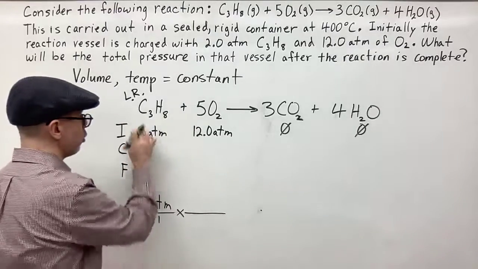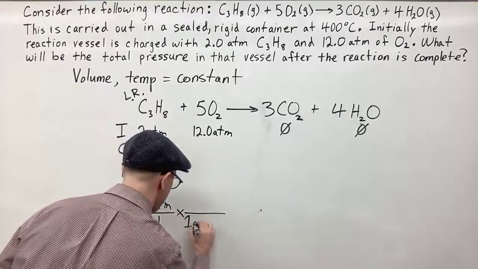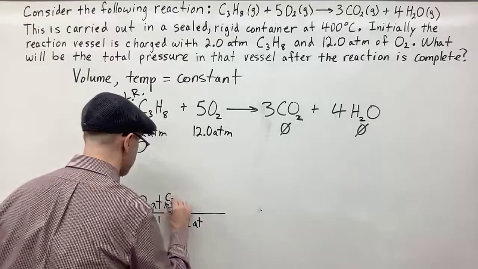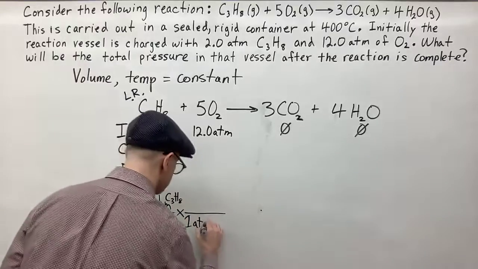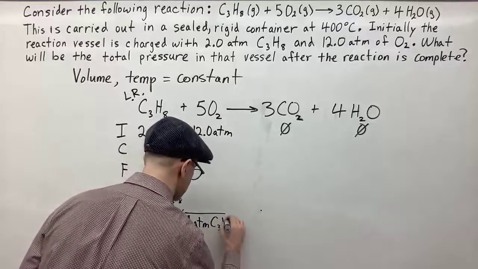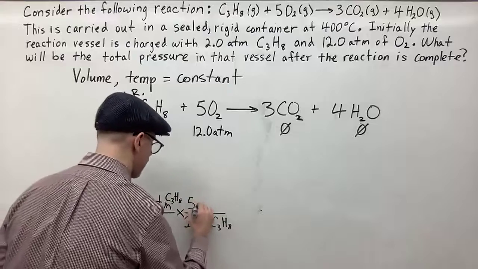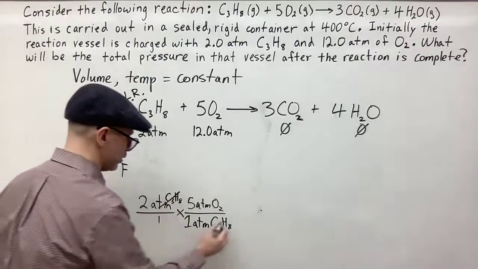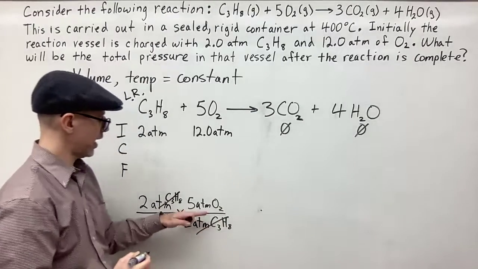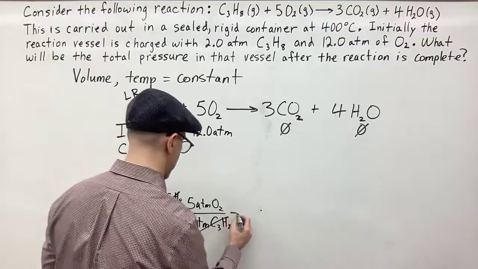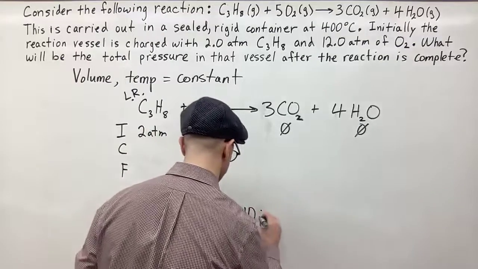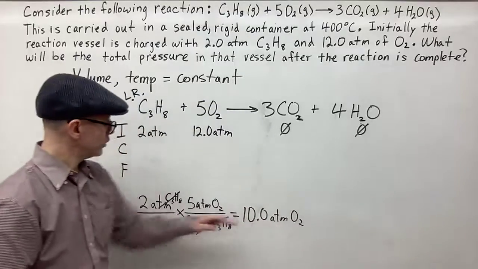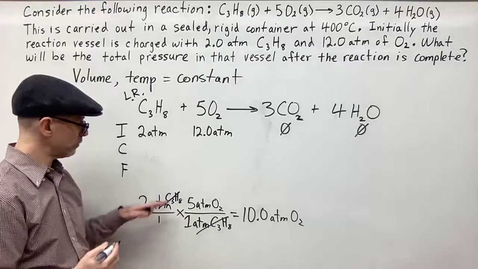So it's 1 to 5, so I'm going to put 1 atmosphere. Oh, I should have written the 2. This is going to be propane, so C3H8 atmospheres of C3H8 to 5 atmospheres of O2. So atmospheres of the propane cancel out. Now I have atmospheres of oxygen. So when I calculate this, I get 10 atmospheres of oxygen needed to react with 2 atmospheres of propane.